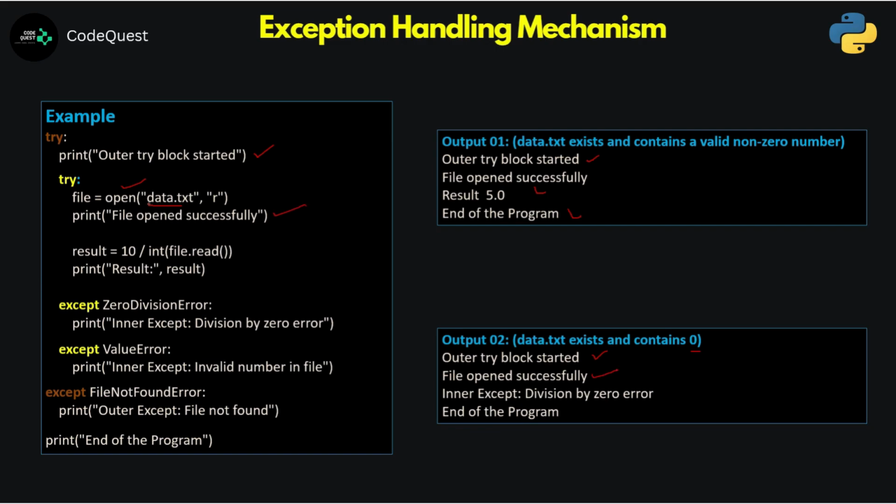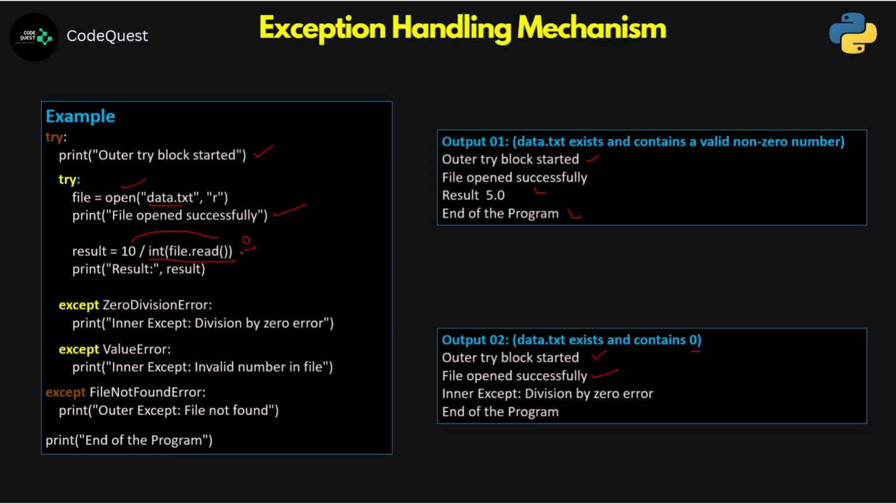Now because we have a 0 as the content inside this file, the right hand side, the divisor, is going to read 0, and when converted into an integer, I'm going to get 0. So now this looks like 10 by 0, and we understand 10 by 0 leads to a ZeroDivisionError exception.